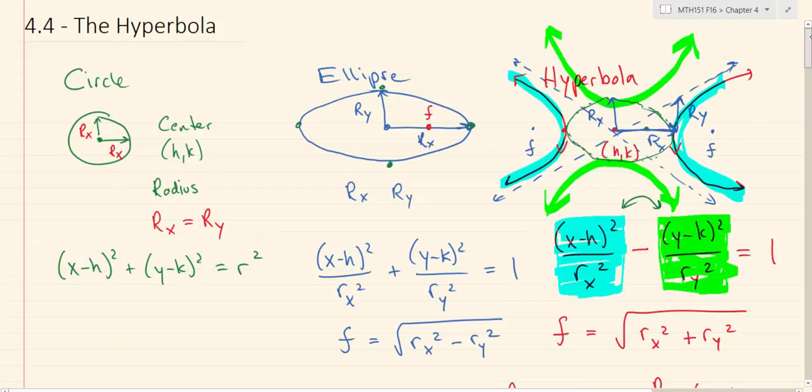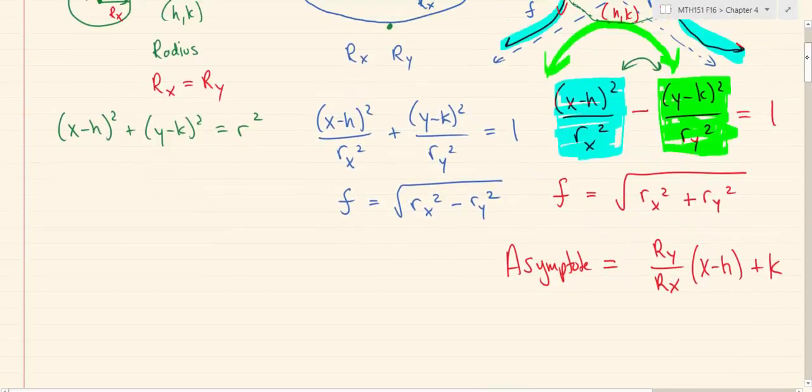When we talked about hyperbolas way back up in here, there were a couple new additions, and one was this idea of an asymptote right here.